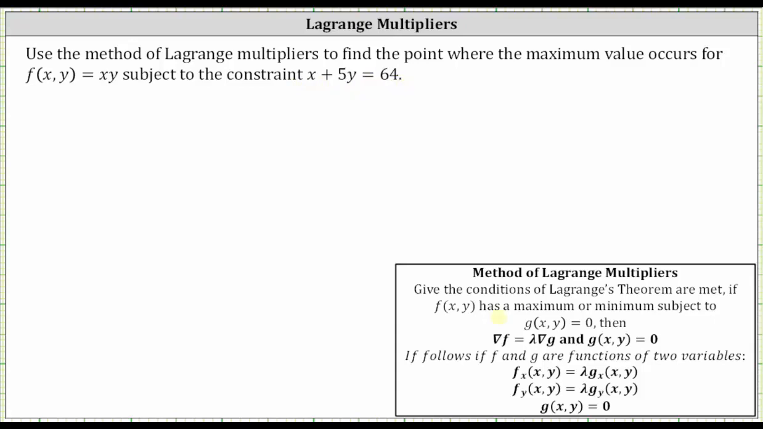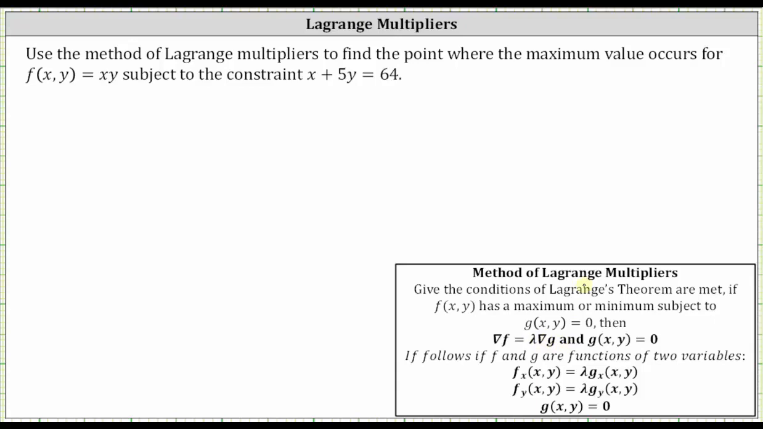We will assume the conditions of Lagrange's theorem are met, and therefore if f(x, y) has a max or a min, subject to the constraint g(x, y) = 0, then the gradient of f is equal to lambda times the gradient of g, where lambda is some constant, and g(x, y) = 0.